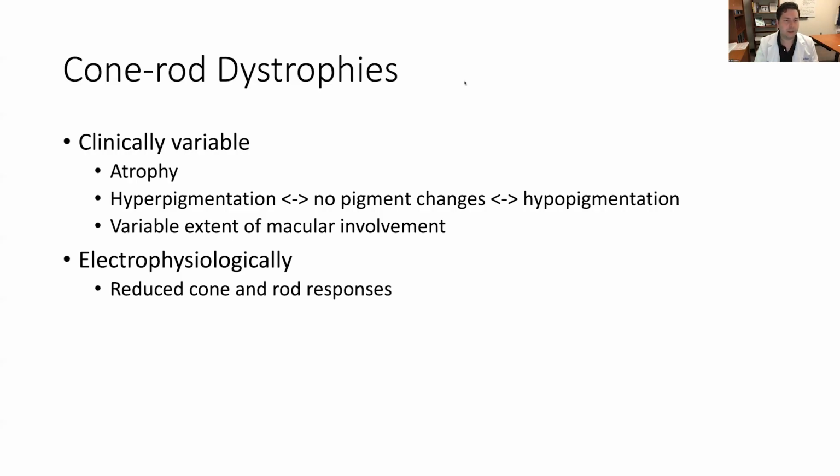Moving on to cone rod dystrophies, these are clinically variable disorders. They show atrophy in the central macula where the cones are the predominant cell that's affected. They may show hyperpigmentation, no pigmentary changes, or hypopigmentation, and so they can be very difficult to distinguish on examination alone. They show a variable extent of central and peripheral involvement.